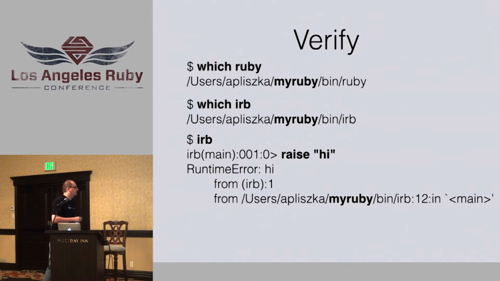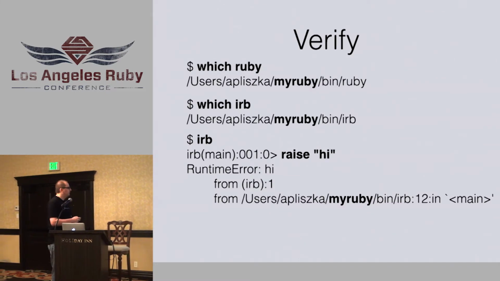So at this point, your Ruby from scratch is pretty much set up correctly, and it shouldn't interfere with any of your RVM or rbenv setup. To verify it, you just run which ruby, and then you can clearly see that it's from my Ruby. You can even run IRB, and when you raise inside of it, you should see that it's actually running the one from my Ruby folder.